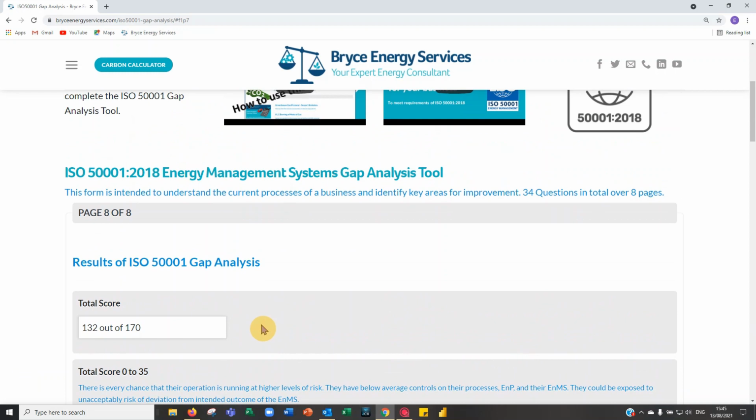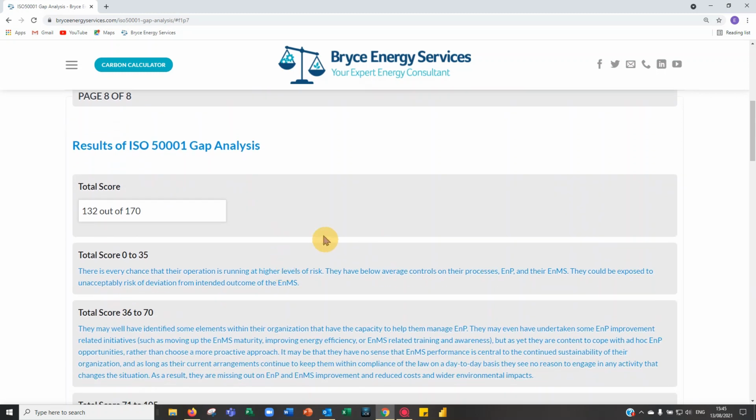So that was page 8 of 8. It is quite a chunk, and it does hopefully drive a bit of thinking that you need to do something. So the results, adding up all of the 34 questions, 0 to 5, maximum score 170. We pulled out a score of 132.